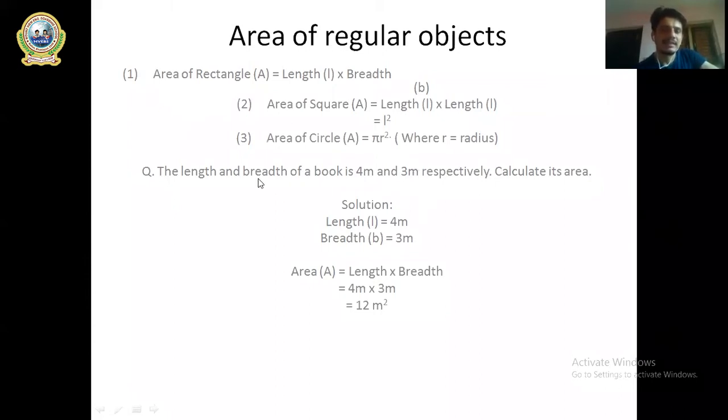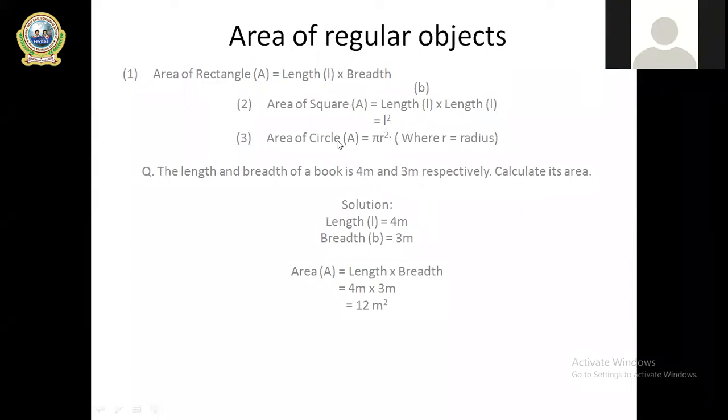While we are in the class, we might have seen our whiteboard. The shape of the whiteboard appears as a rectangle. The longer part is called length, and the shorter part is called breadth. So the area of rectangle equals L into B, length into breadth. Area of square equals L into L, that is L square, and area of circle equals pi r square. So you can see the question there. The length and breadth of a book is 4 meter and 3 meter respectively.